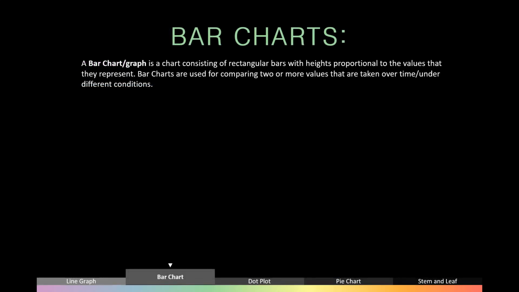Moving on, a bar chart or a bar graph is a chart that consists of rectangular bars, where these rectangular bars' heights are proportional to the value that it's representing. Now, a bar chart is used for comparing two or more values, and it's generally taken over time or under different conditions.